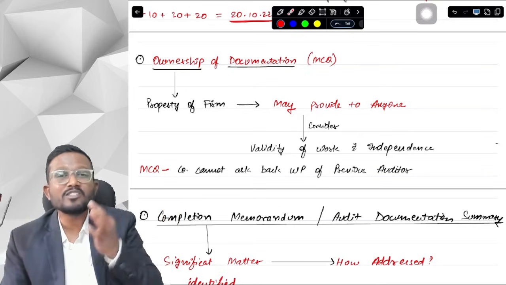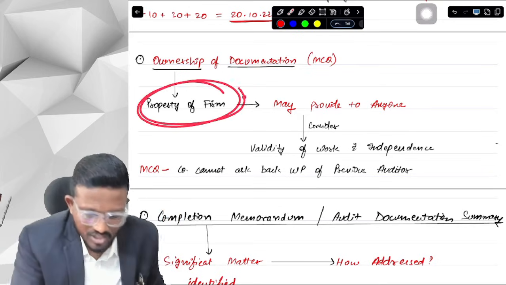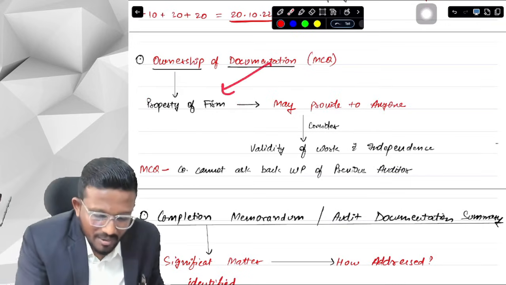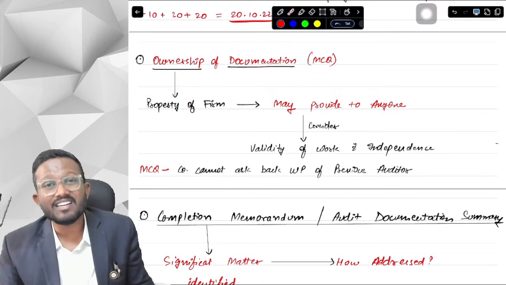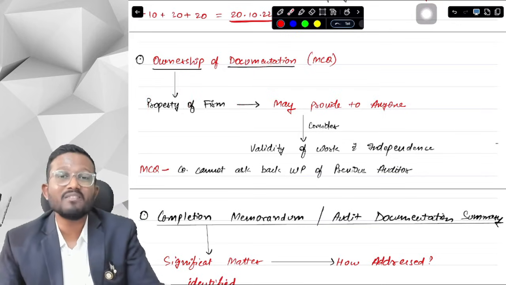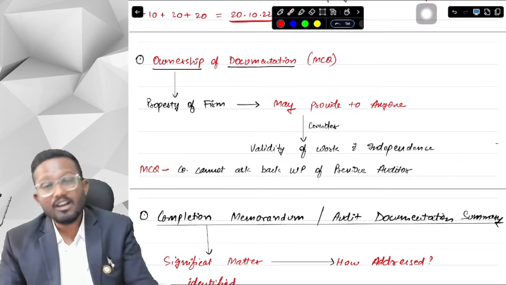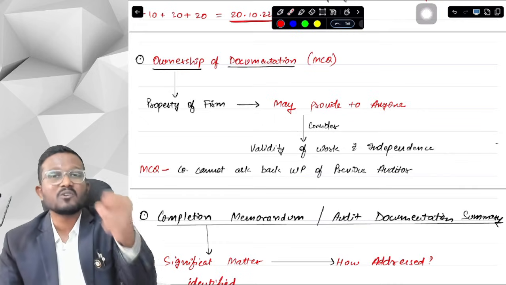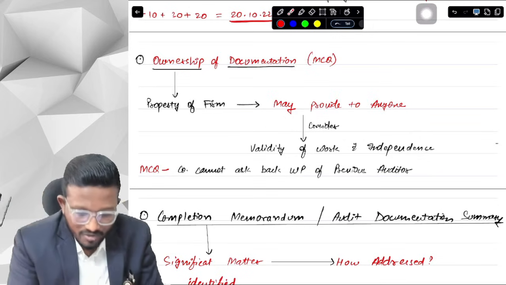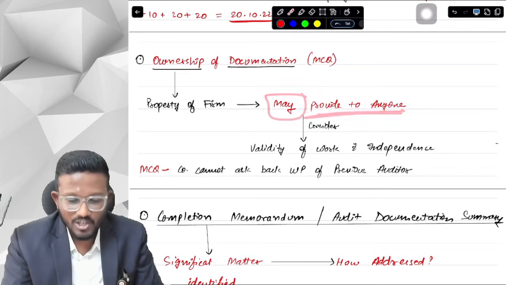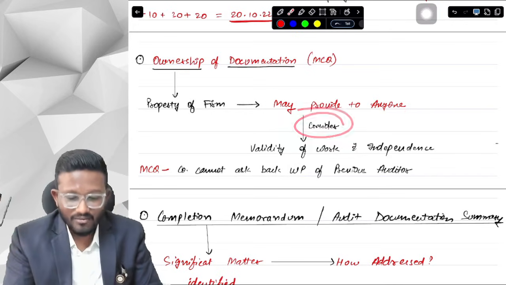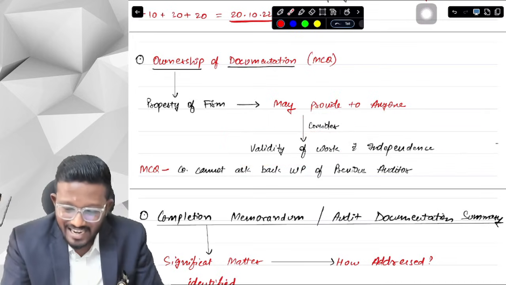No sir, because we are the owner of our own documentation. The audit documentation is the property of the firm. It is the ownership of the firm. The firm has the discretion, the decision, whether it wants to give the audit documentation to any person or not. So it is a property of the firm. If the firm wants, it may provide the audit documentation to the client, but we need to consider the validity of the work performed and independence.